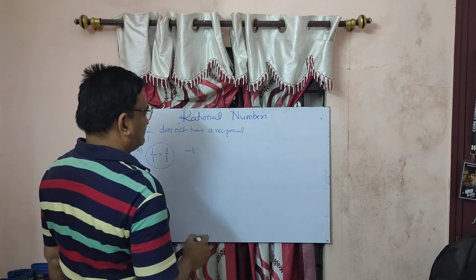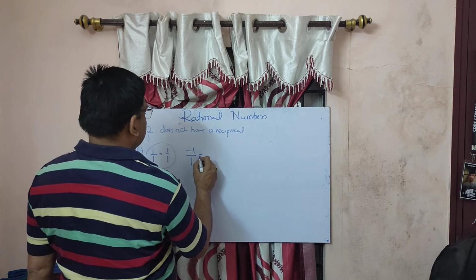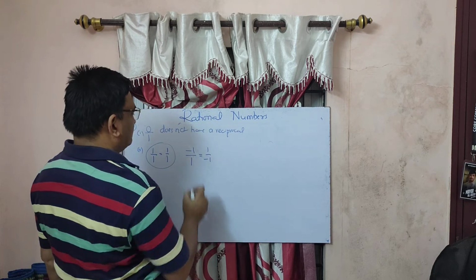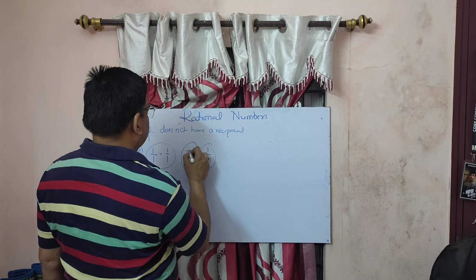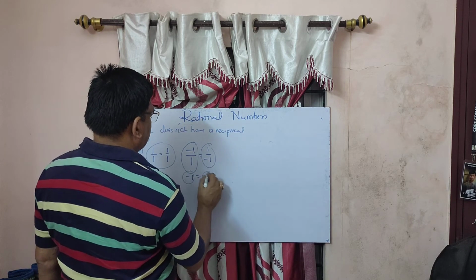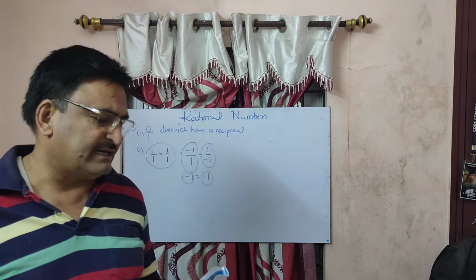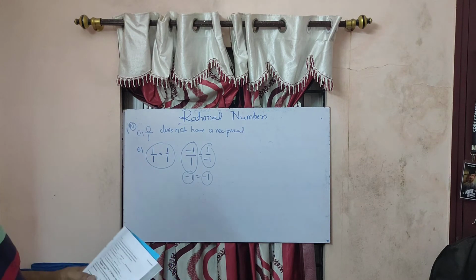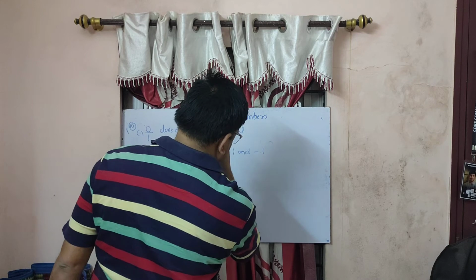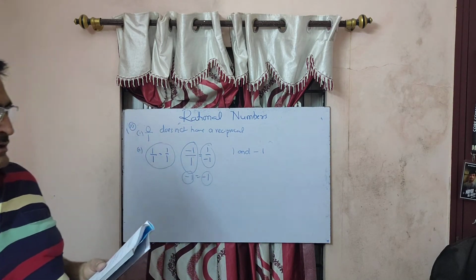Another number. Minus 1 is a number. So this can be written as minus 1 upon 1. So what is the reciprocal of this? 1 upon minus 1. Both the values are the same. This is equal to minus 1 and this is also equal to minus 1. So equal. So the answer is, the rational numbers that are equal to their reciprocals are 1 and minus 1.